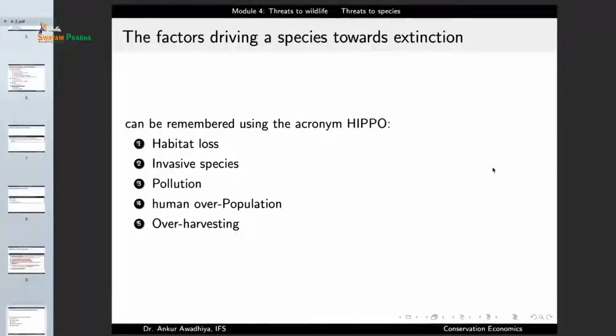But in the case of overharvesting, a few greedy people get inside, remove all the individuals of this herb or shrub species, and not a single individual is left in that area, and the population declines or collapses. So, the factors that drive a species towards extinction are these five factors: the loss of habitat, invasive species that have come into the habitat, pollution, human overpopulation, and overharvesting.